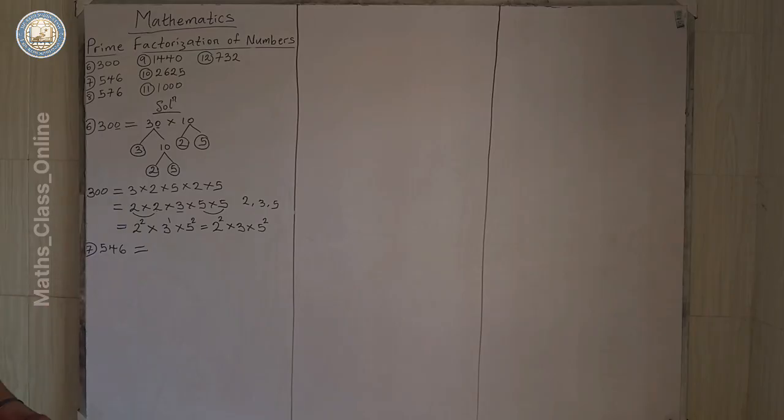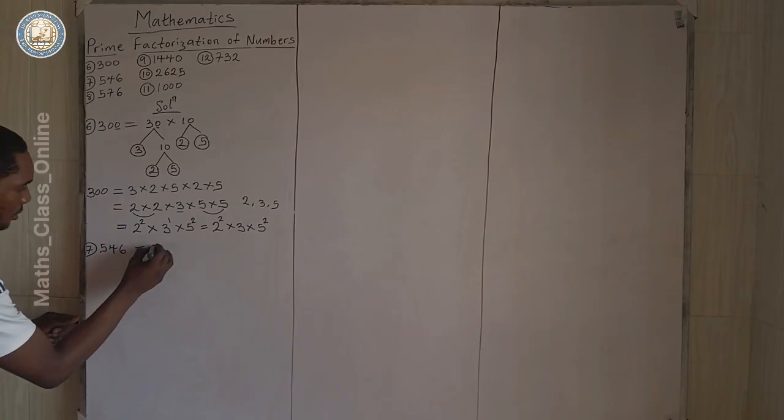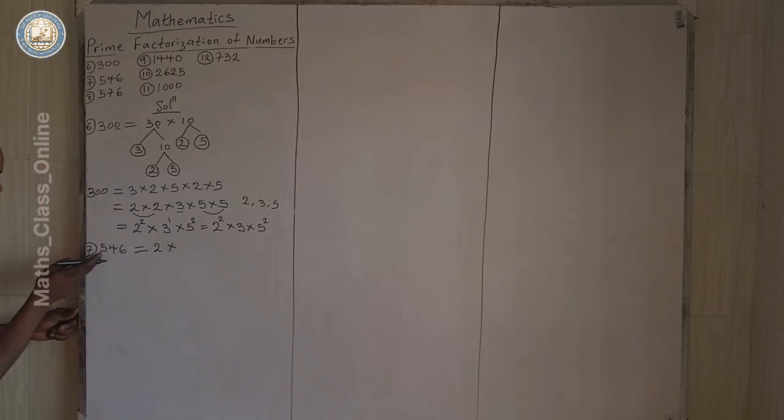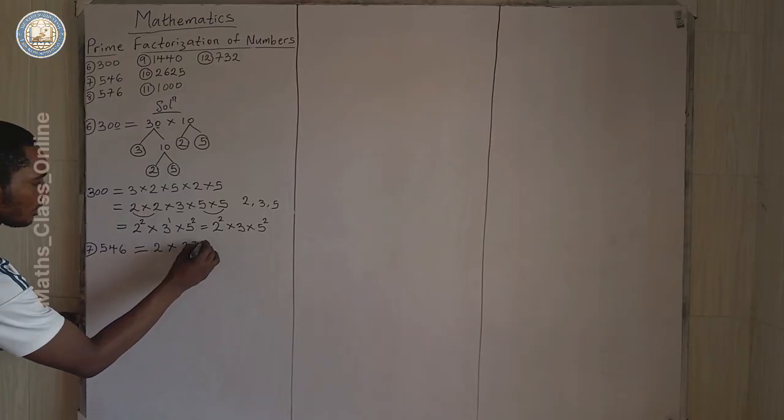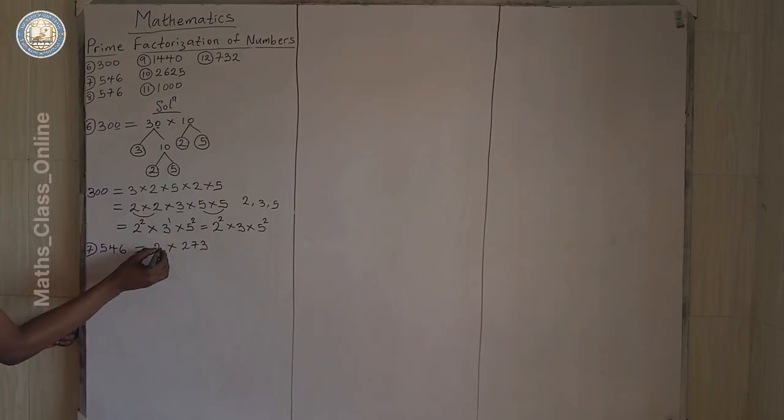This is also a bigger number. The unit digit here is 6. That means it is divisible by 2. 2 times 546 divided by 2, we have 273. Is 2 a prime number? Yes. 273 is not a prime number.